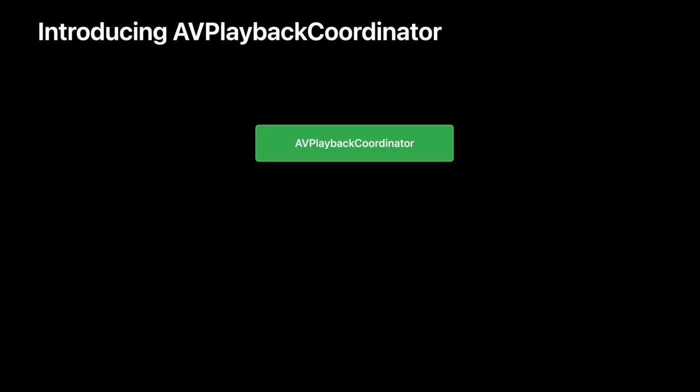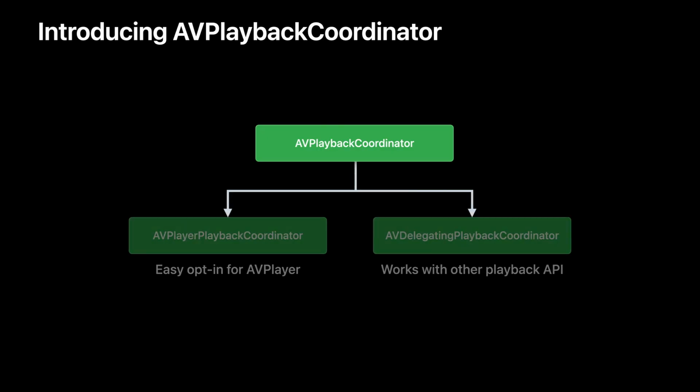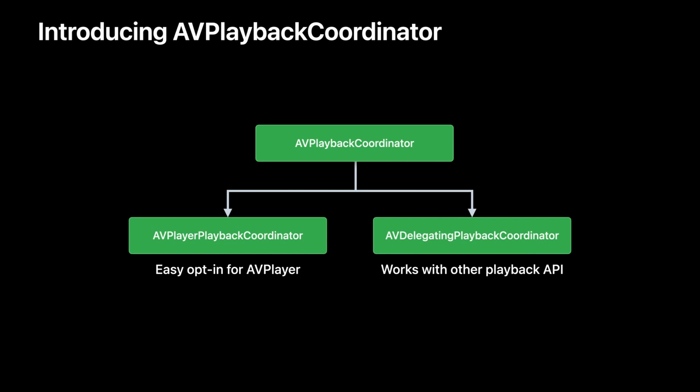There are two subclasses of the coordinator. An instance of AV Player Playback Coordinator is always tied to a particular AV player, and it handles all remote state management for you. This makes it the easiest way to jump into coordinated playback, and I highly recommend you start here. We are not going to talk much about AV Delegating Playback Coordinator, but this subclass gives you the flexibility to control any other playback objects that aren't an AV player.